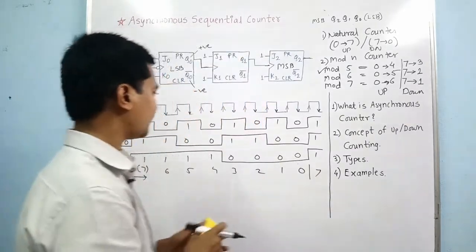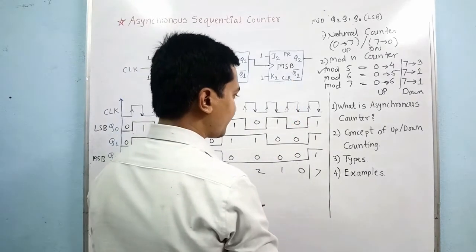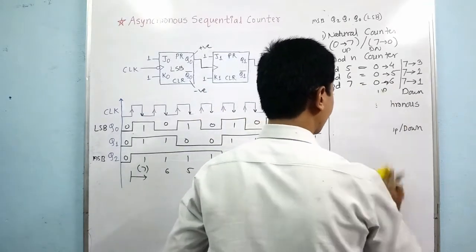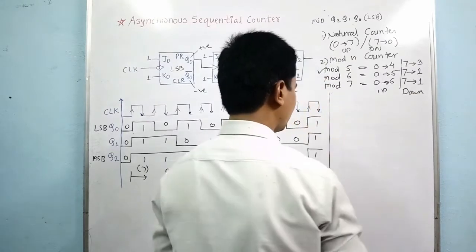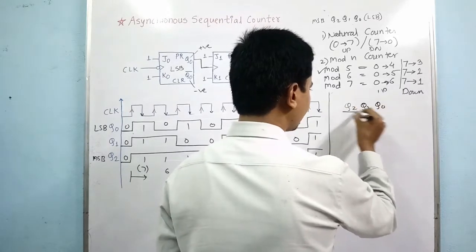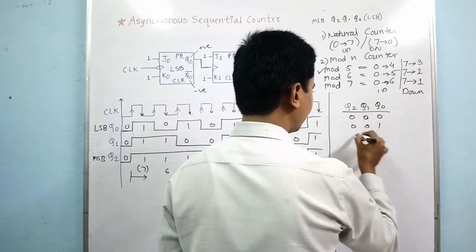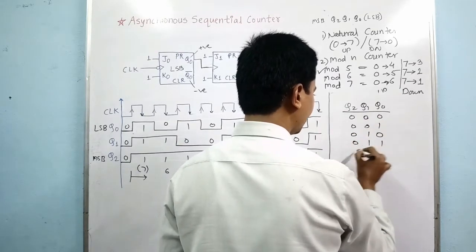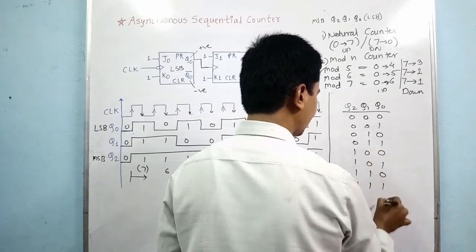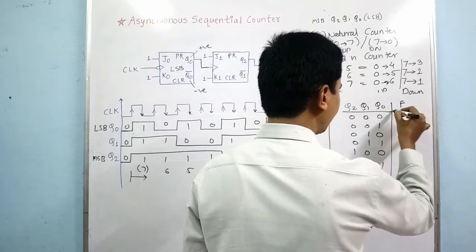Okay, so let us see how it works. So consider Q2, Q1 and Q0, starting from 000, 001, 010, 011, 100, 101, 110, 111. And here we will take some combinational circuit. I will call it F.